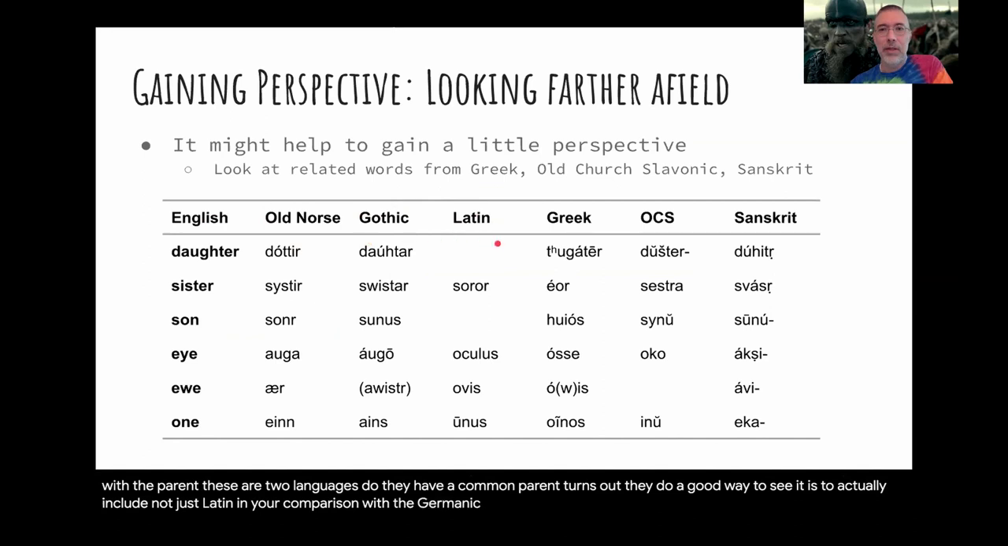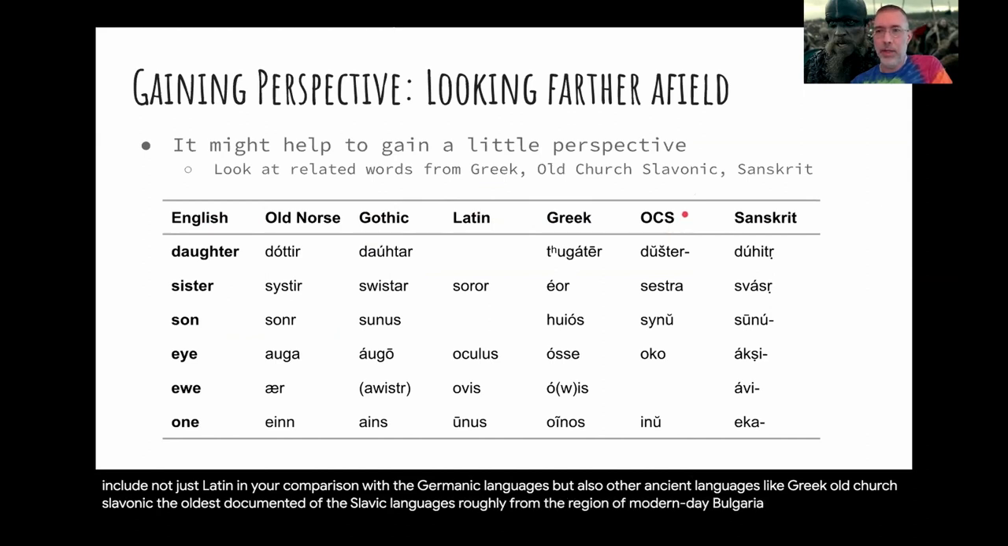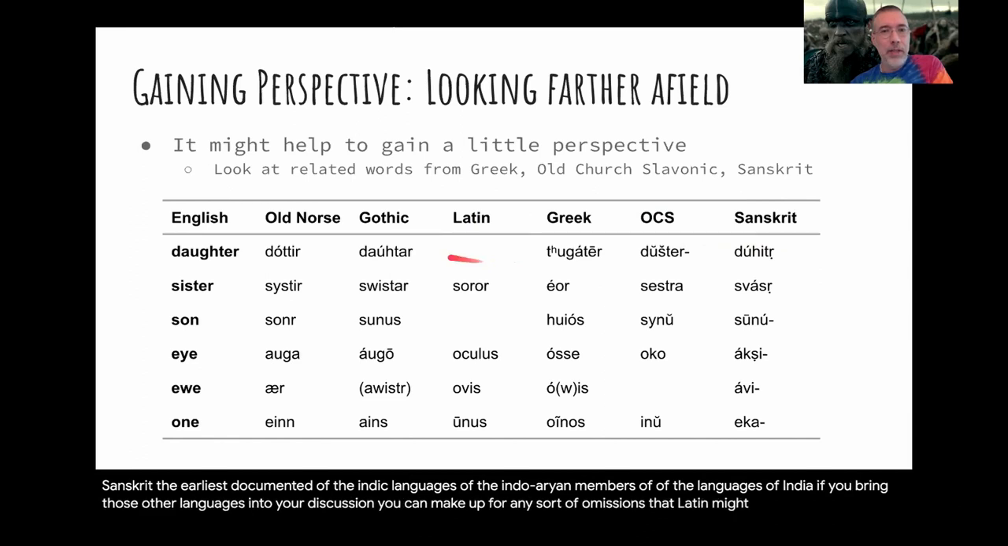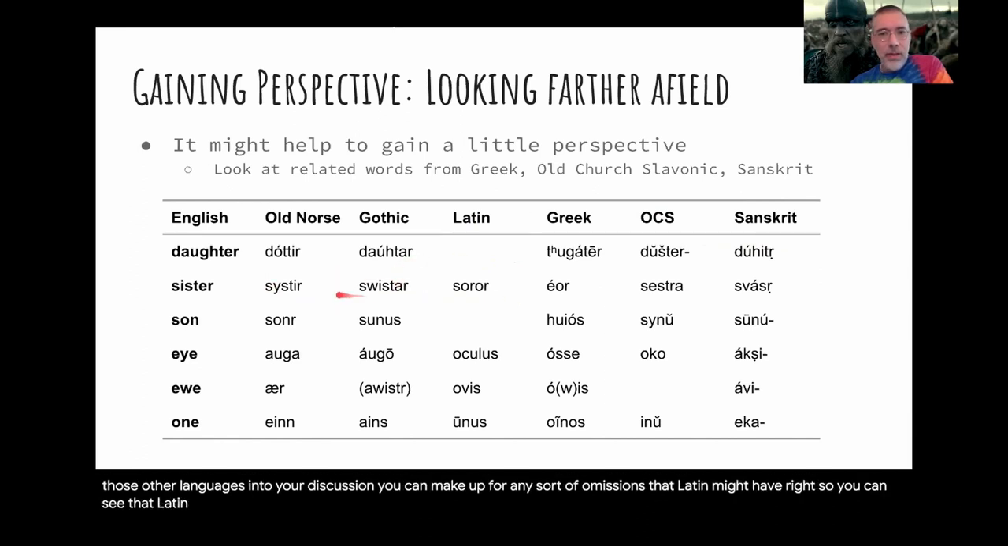with the Germanic languages, but also other ancient languages like Greek, Old Church Slavonic, the oldest documented of the Slavic languages, roughly from the region of modern day Bulgaria, but also Macedonia. Sanskrit, the earliest documented of the Indic languages of the Indo-Aryan members of the languages of India, right? If you bring those other languages into your discussion, you can make up for any sort of omissions that Latin might have, right? So you can see that Latin has some similarity to German languages, but that similarity extends way all the way over to India, right?